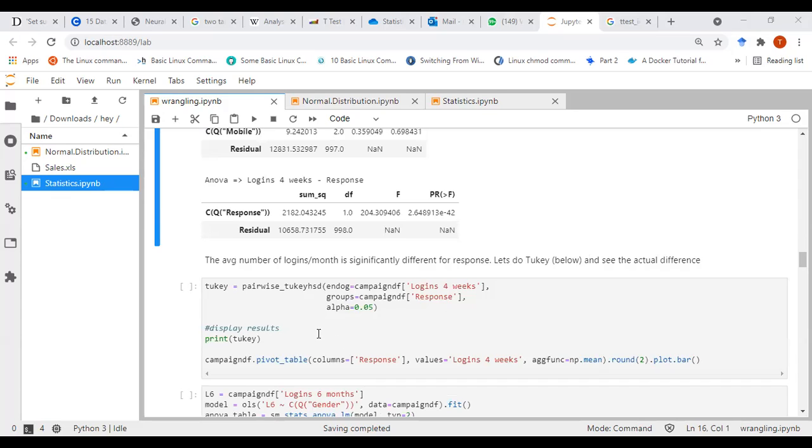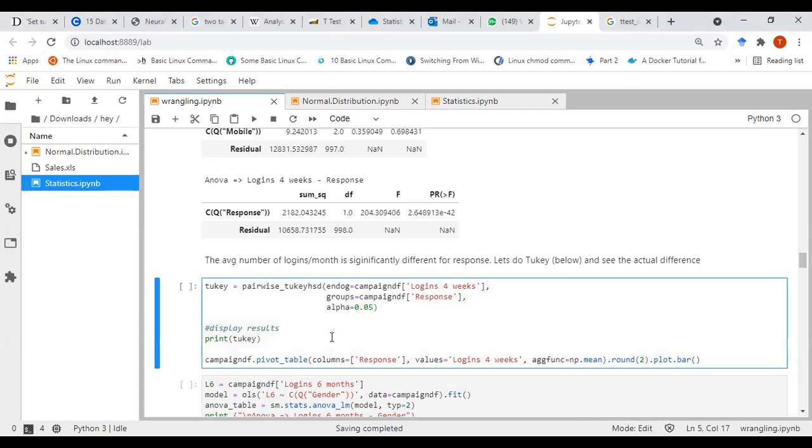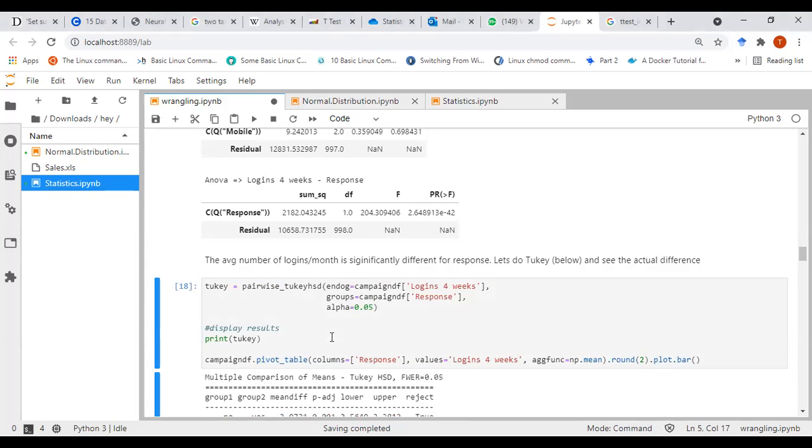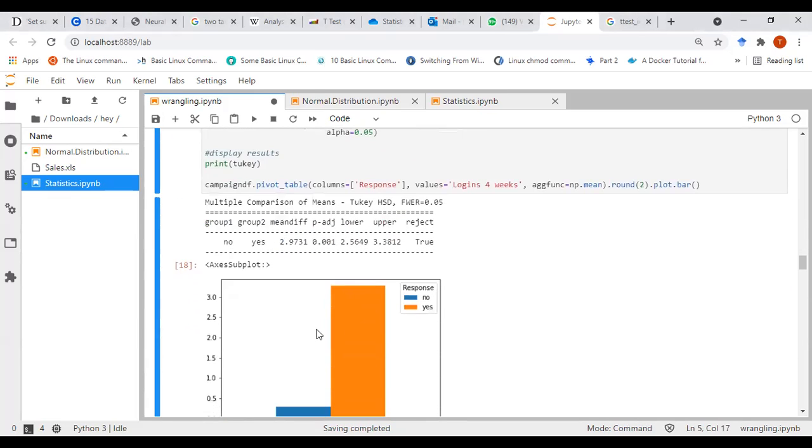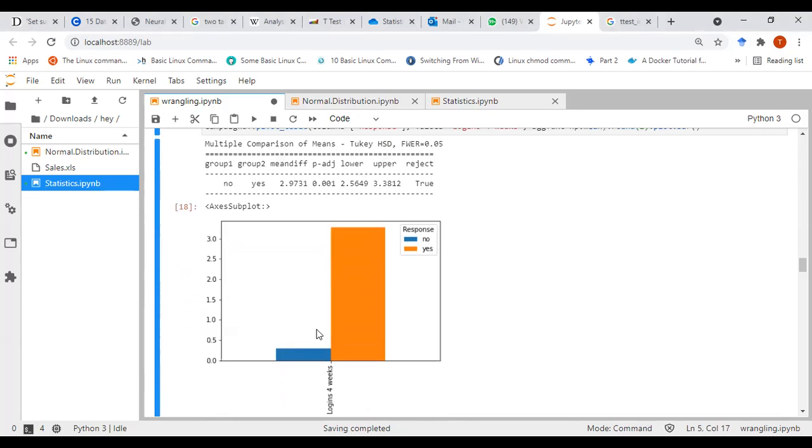Yeah, so I do the 2-key test. For the 2-key test, it's going to tell me the difference. In fact, oh, there is a significant difference because in this case we have just 2 groups. So the average login for monthly logins is very high for those who responded yes and very low for those who responded no.